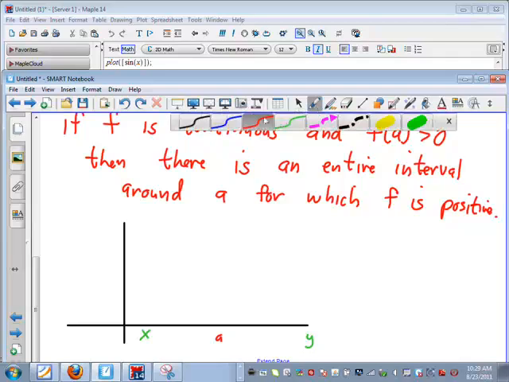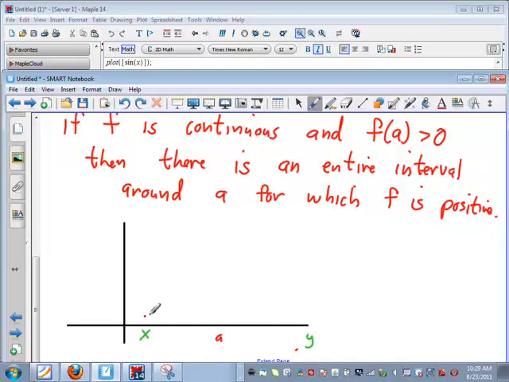Now f is continuous. So I'm going to start here, and I'm going to end it here. I really don't care. So f is continuous. You need to connect this point to this point. And now I'm going to tell you that f of a, I'm going to put it in blue, f of a is positive.